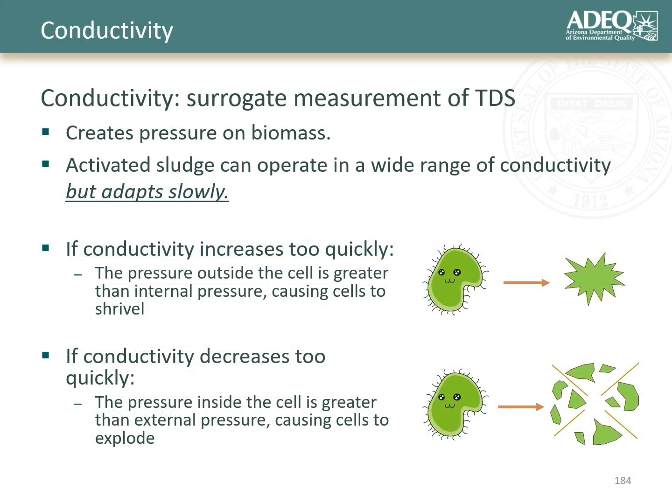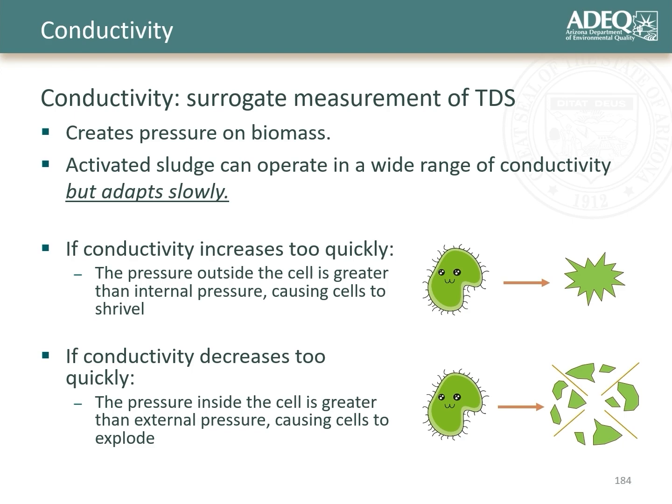So now let's talk about conductivity and how conductivity impacts activated sludge system performance. Conductivity is a surrogate measurement of total dissolved solids. Total dissolved solids is a measurement of all the different ionic compounds dissolved in the water. All these different ions are present there, and the impact that that has on bacteria is very similar to what happens to us with atmospheric pressure.